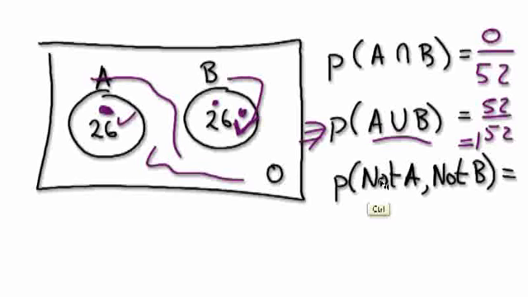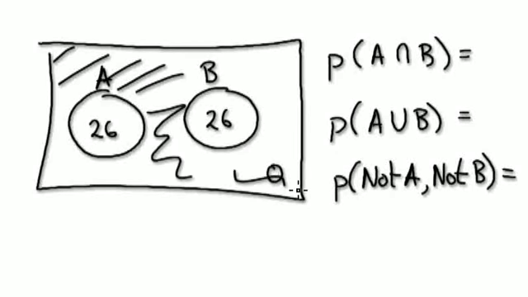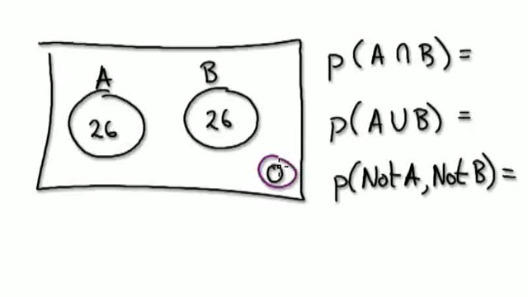Okay. Now probability of not A and not B. Well, not A and not B would be everything on the outside of the two circles. So that would be this number here, 0. So it would be 0 out of 52, which is 0.